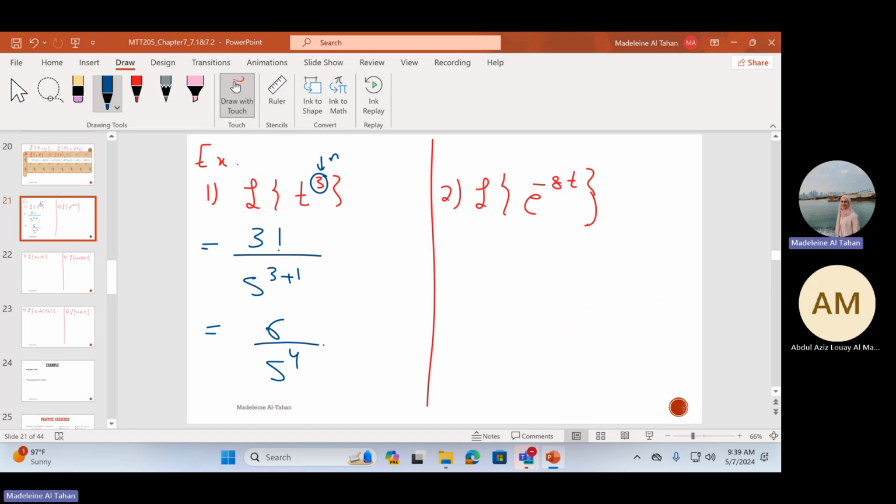Please check the rule for the second one. When we have an exponential, this is a. What's a here, Abdulaziz? Minus 8. So this is a, right? What would we get? 1 over s minus a. So what will we get? That's 1 over s plus 8. Questions before I proceed?